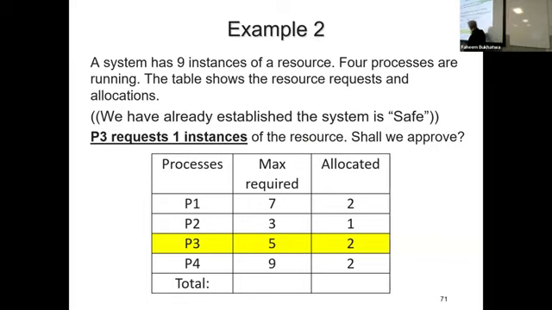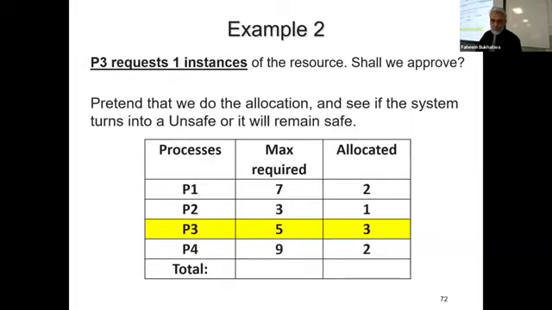Let's give process number 3 one more resource. It asks for 5, we give it another resource, becomes 3. And remaining is 2, I think. But now how many are left with us? The allocated is 2, 1, this becomes 3, so 3 and 3 is 6, 8, we have 1 left. Is that safe or not?